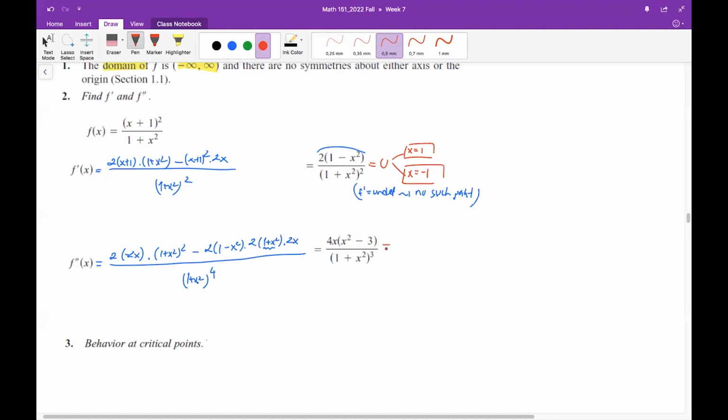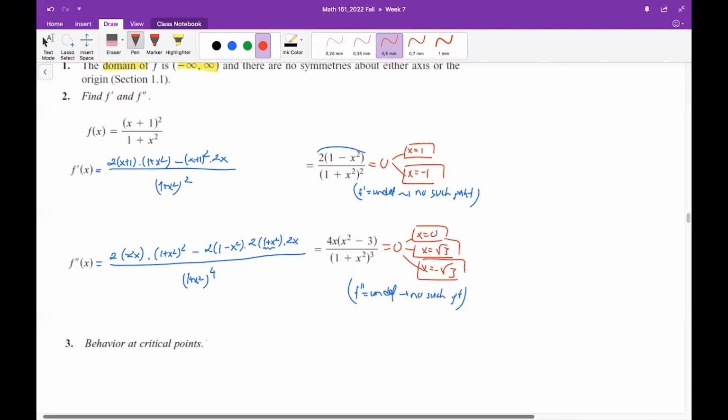Let's do the same for the second derivative. If this is 0, then you have either x equals 0, x equals square root 3, or x equals -square root 3. Is there any point where the second derivative is undefined? No, there is no such point. That's why these are the crucial points for the second derivative. Why are we computing all of them? Because we need to insert all those critical points in the sign table to detect where the first derivative is positive or negative, and where the second derivative is positive or negative, okay?